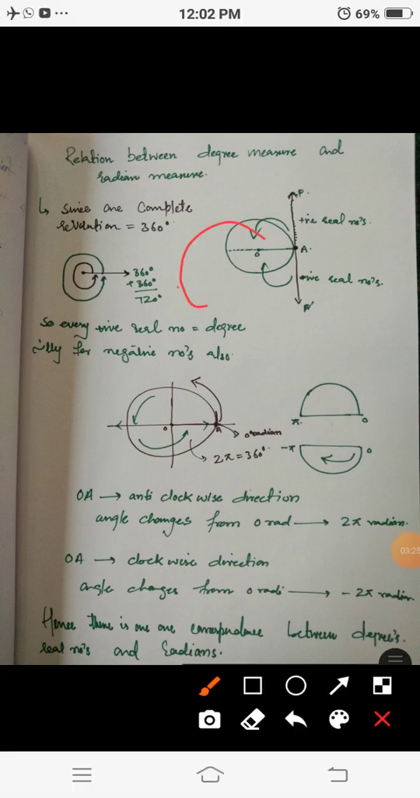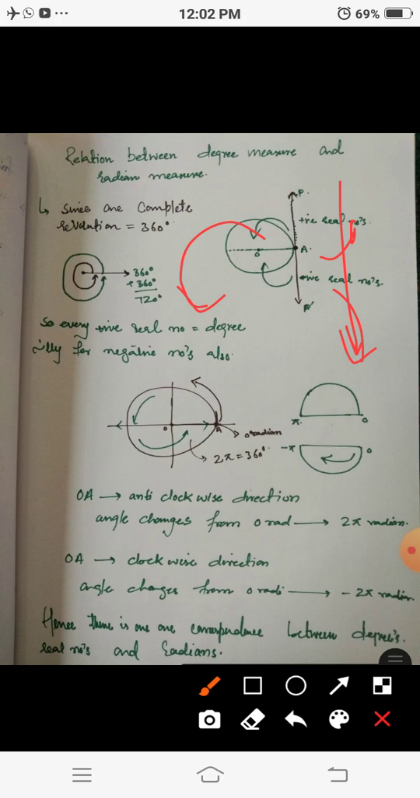Here, this is the circle with center O and radius equal to A. At A, we draw a tangent line such that the origin of this line is A. So O is here and A is here, the origin of this line. This line P P dash is nothing but the real line. AP represents the positive real numbers and AP dash represents the negative real numbers.